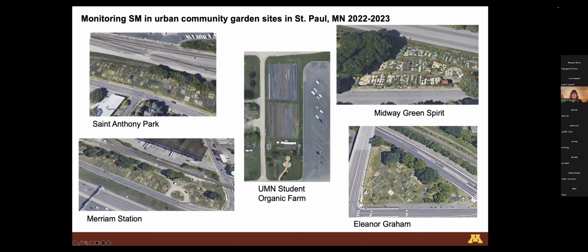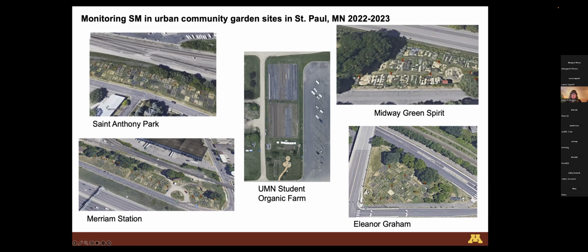So we decided the MDA was lacking resources to do their trapping, so we wanted to get some funds to monitor Swede Midge in urban and community garden sites. We found 6 different locations actually. Four of these were community gardens: St. Anthony Park, Merriam Station, Eleanor Graham, and Midway Green Spirit. These are all in St. Paul and Ramsey County. And then the Student Organic Farm, which is on the University of Minnesota St. Paul campus.